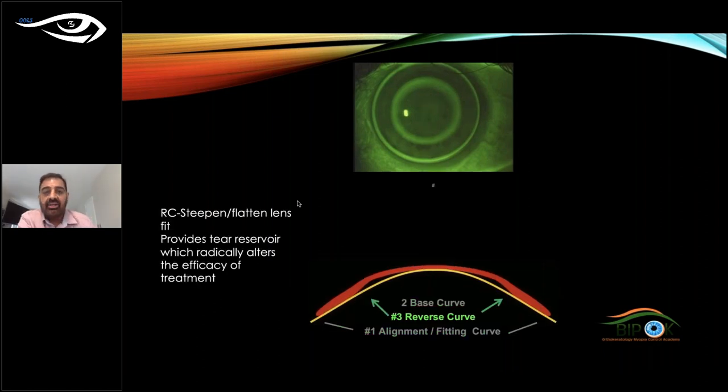Now, the next curve we need to think about, the third and more important curve, is the reverse curve. The reverse curve is where this fluorescein reservoir is, as you can see there. It provides a reservoir of the tears, which radically alters the efficacy of the treatment. And you can steepen or flatten the fit by altering the reverse curve. It also connects the base curve and the alignment curve.